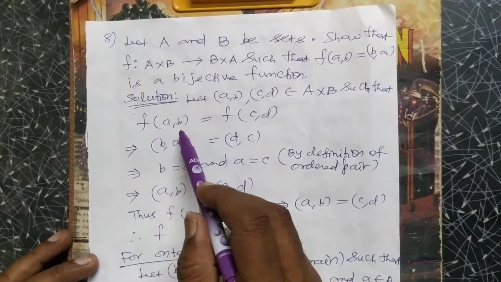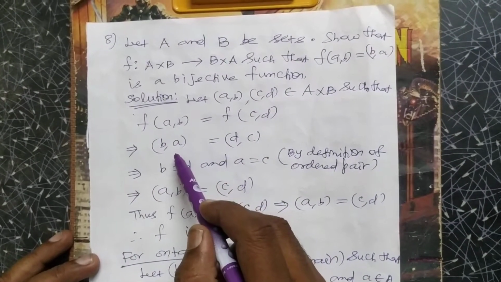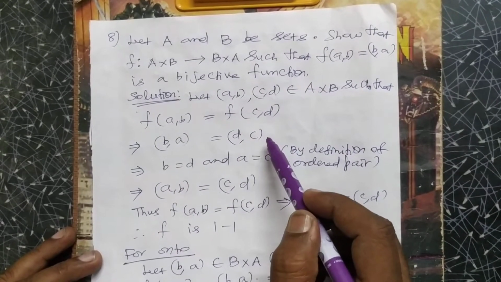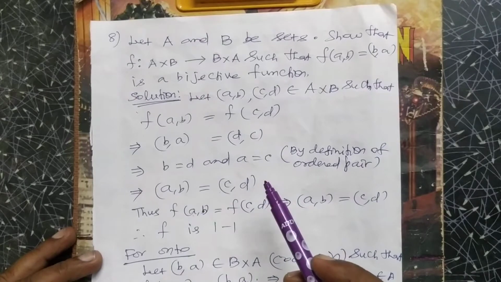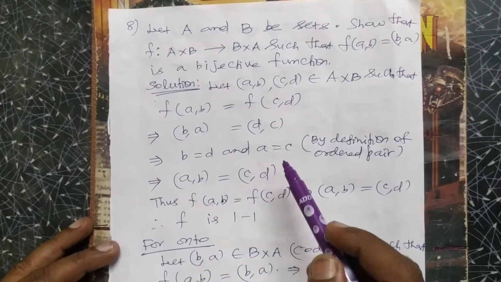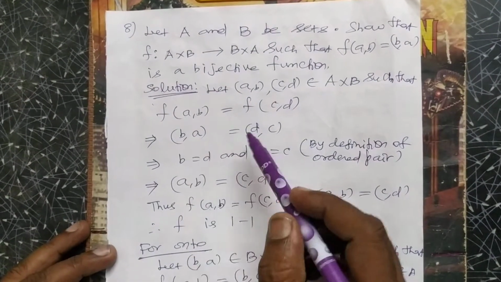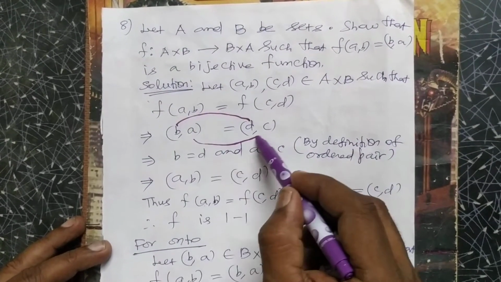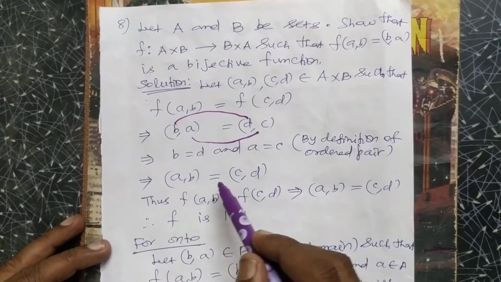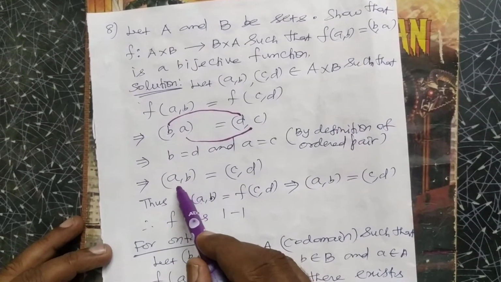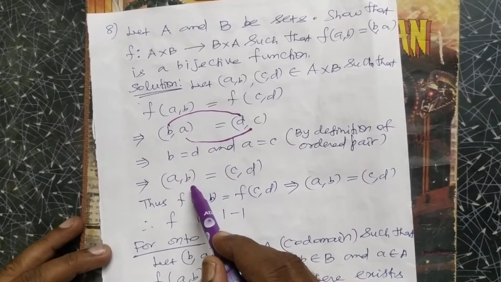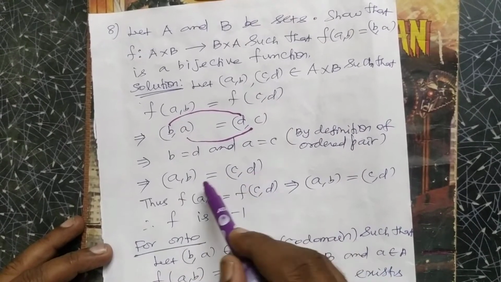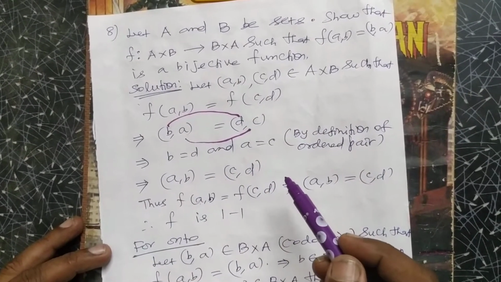Then by definition of F, F of (A, B) equals (B, A), and F of (C, D) is (D, C). When two ordered pairs are equal, their corresponding elements are equal. B equals D and A equals C. Now you see, this implies A equals C and B equals D. Therefore, (A, B) equals (C, D).